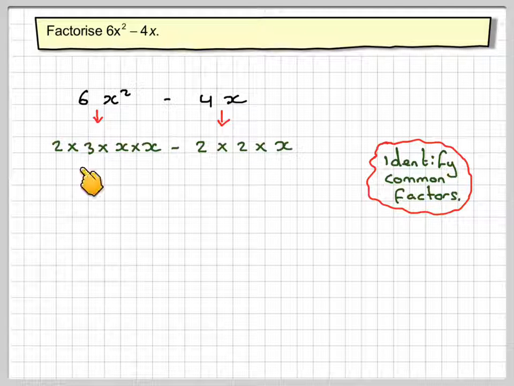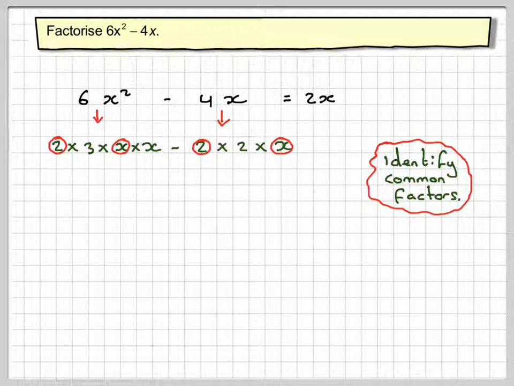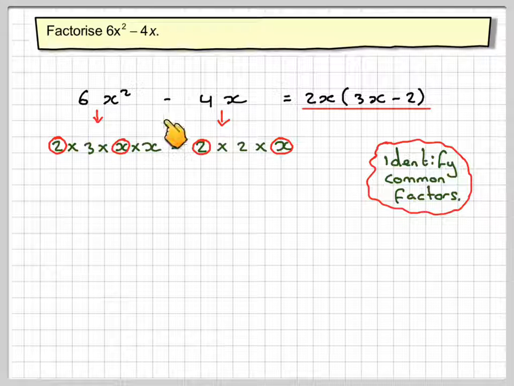So what I did, we've got a 2 and a 2, and we've got an x and an x. Okay, so we write down 2x, introduce a bracket, and then what we've got here, we've got a 3x and a 2 left over. So 6x squared minus 4x becomes 2x brackets 3x minus 2.